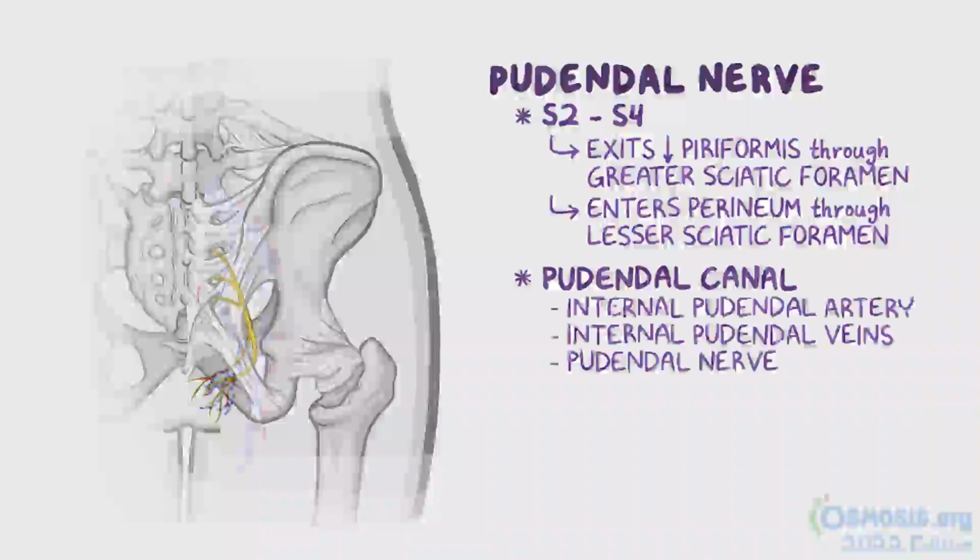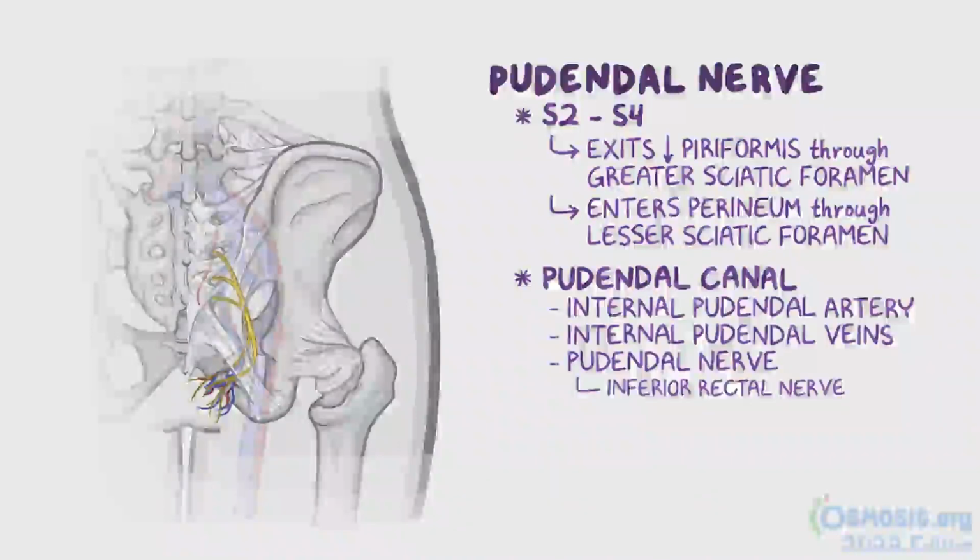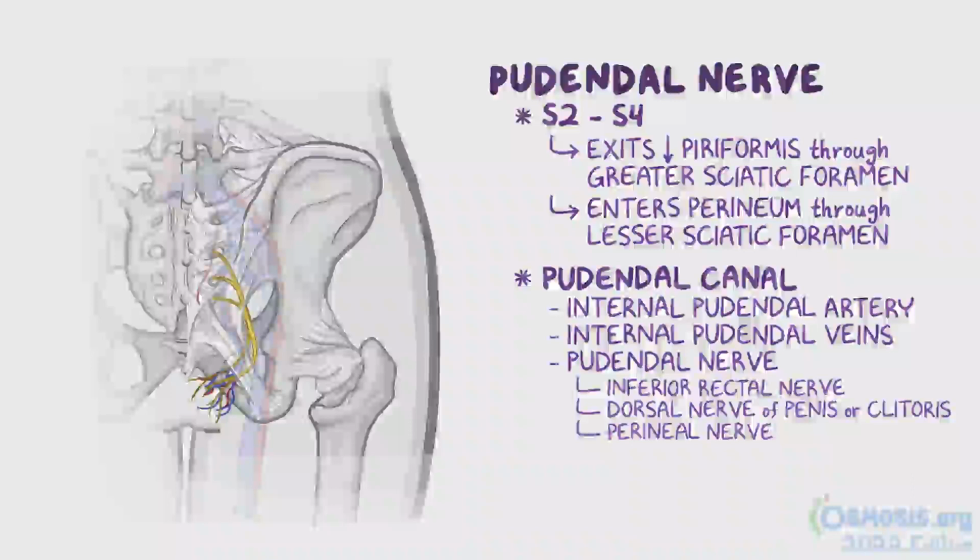Within the canal, the nerve divides into the inferior rectal nerve at the posterior end of the canal, and two terminal branches, the dorsal nerve of penis or clitoris, and the perineal nerve. Now, while the pudendal nerve is the main nerve of the perineum, it supplies no structures in the gluteal region or posterior thigh.